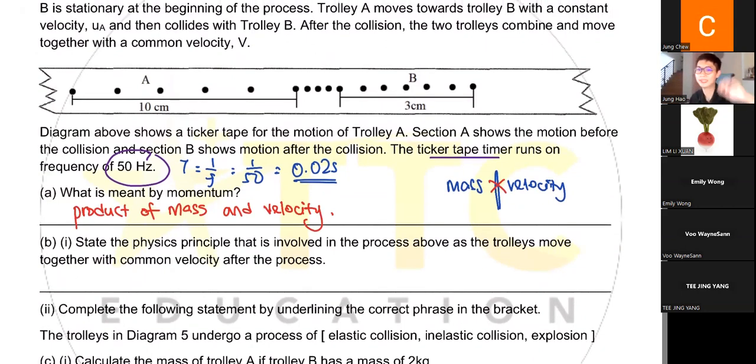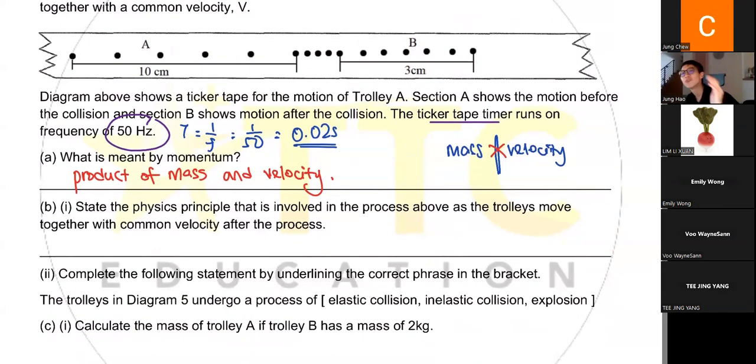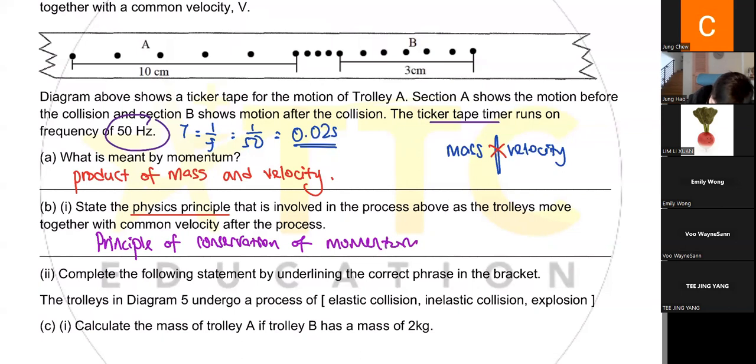So when we do momentum, a lot of teachers will tell you, momentum got what? Elastic, inelastic, explosion, a bunch of random stuff, guys. Those things don't matter. So in momentum, what is the most important physics principle? If you attend my class, we did this fairly recently. The physics principle here is known as the principle of conservation of momentum.